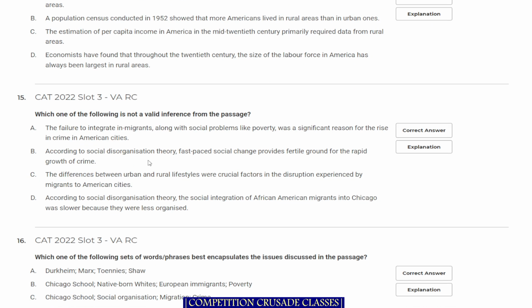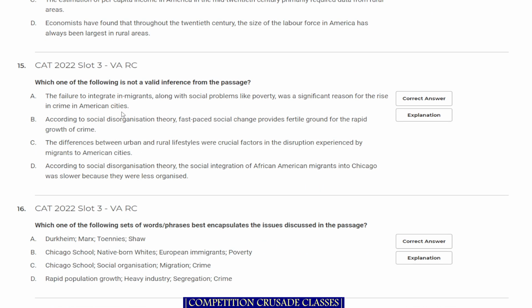All right, which of the following is not a valid inference from the passage? Let's read the options. The failure to integrate in-migrants along with social problems like poverty was a significant reason for the rise of crime in American cities. Are we talking about American cities? And the failure to integrate the in-migrants along with social problems like poverty. Which one of the following is not a valid inference?